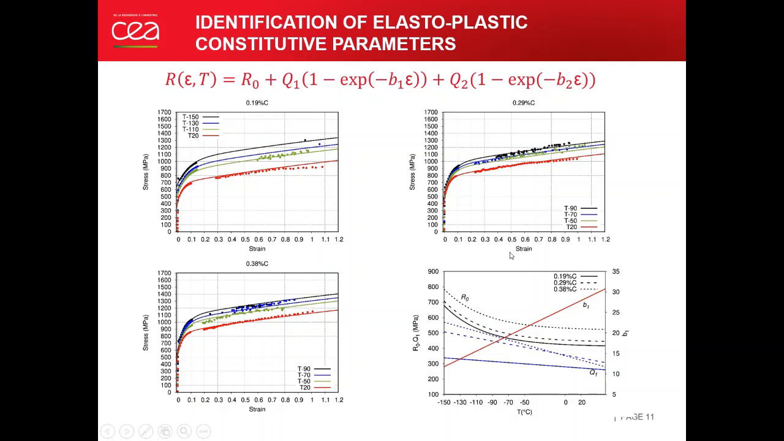For example, R0 denotes the yield strength, and the B1 and Q1 in the first term, and Q2 and B2, are taken constant in the current identification.